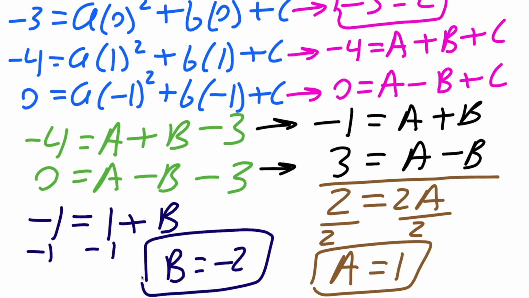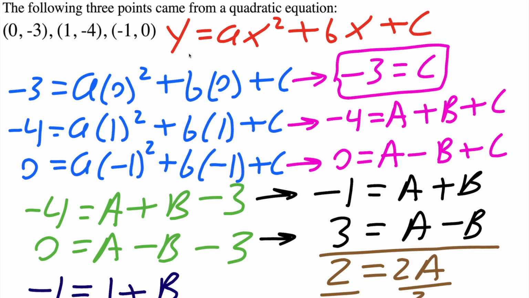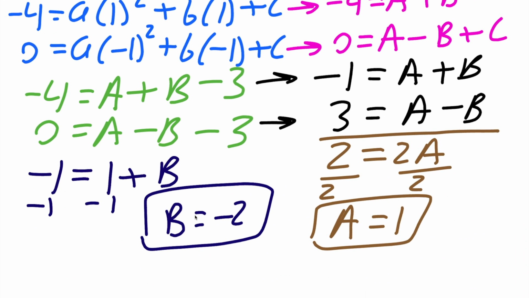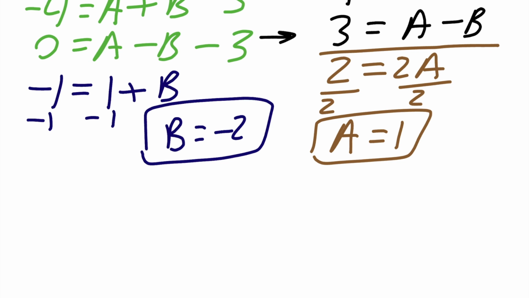So the fifth step says replace A, B, and C back into our standard form. Our standard form was y is equal to ax squared plus bx plus c. C is -3, A we said is 1, B is -2. So we just got to replace it and then we will be done.